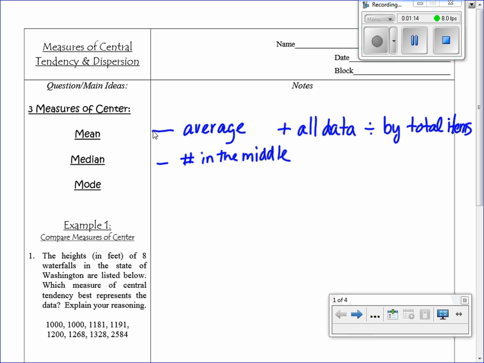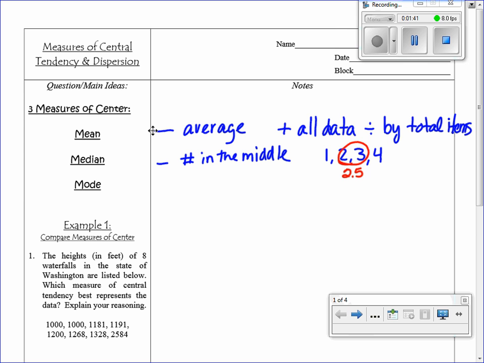So for instance, if I had the numbers 1, 2, and 3, my median would be 2. If I had 1, 2, 3, and 4, I would have 2 numbers in the middle. I would add those 2 numbers together, 2 plus 3, get 5, and then find the average of those numbers, which divided by 2 would be 2.5.